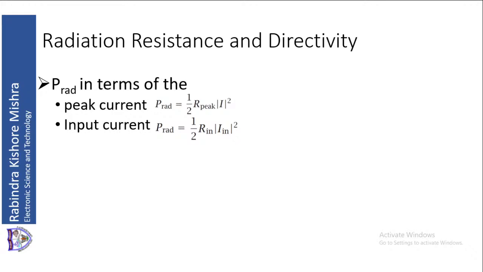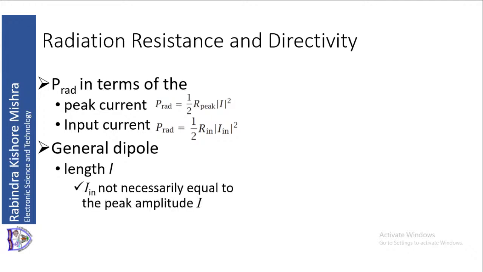Equate these two. For a general dipole of length L, I in is not necessarily equal to the peak amplitude I. I in is equal to I0 at Z equal to 0, which we can write as I sin KL by 2, because at Z equal to 0, absolute Z is 0, so sin KL by 2 remains. So I in is equal to I, the peak current, into sin KH, because L by 2 we are taking as H. I in is equal to I sin KH.